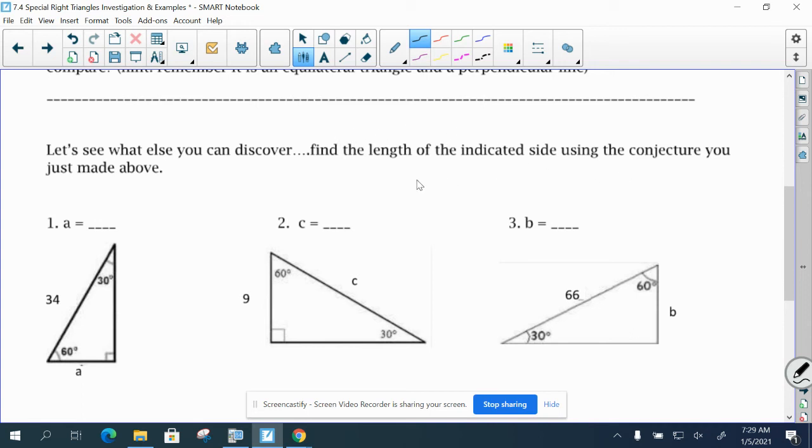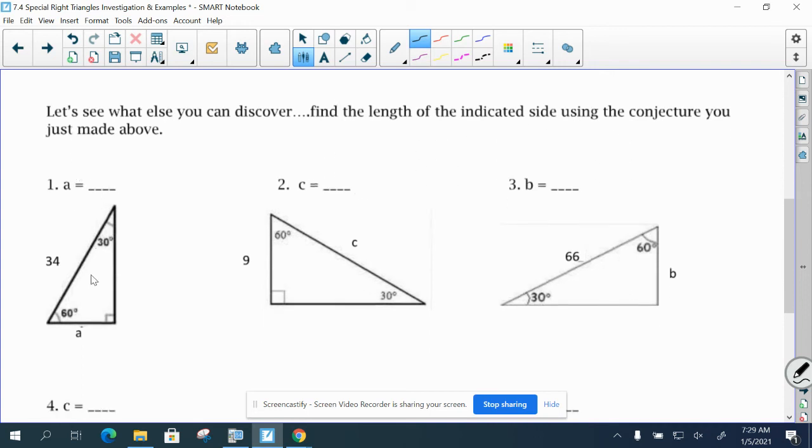Find lengths of the indicated side using the conjecture you just made above. So this is A, this is 34. Okay, so if this is 34 and this is A, then this is the short leg, because it's opposite the 30-degree angle, so that'd be half of the hypotenuse, which is 17. All right, for this one, this is also the short leg, 9, so the hypotenuse would be twice as long, 18. Okay, here, if the hypotenuse is 66, then the short leg is half of that, so 33.